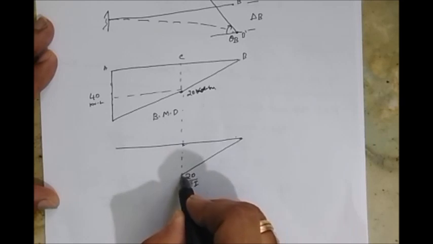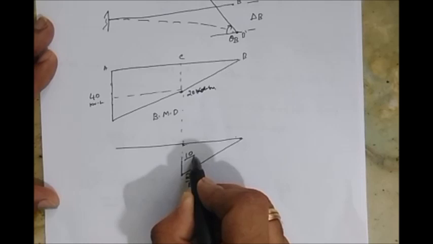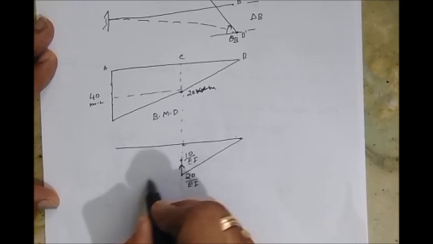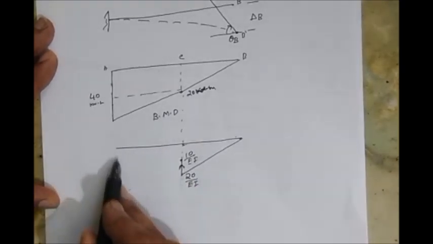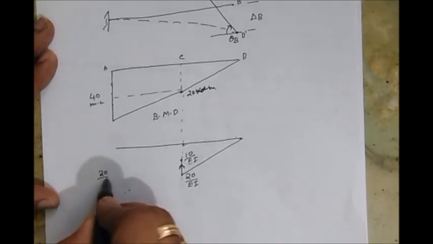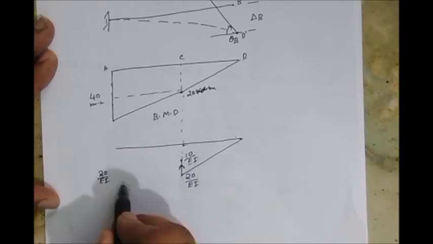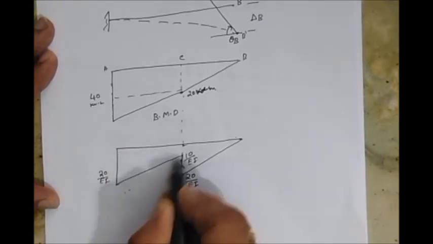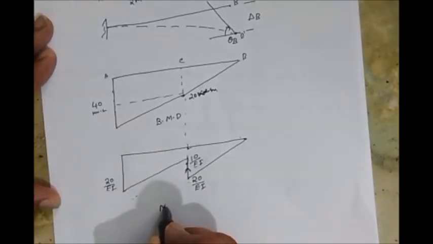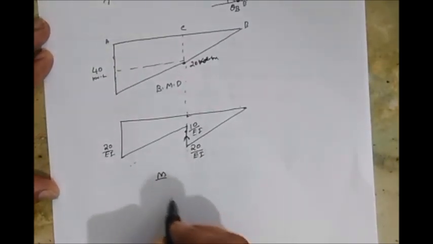So what I need to do is divide the same value by 2. So 20 by 2 is 10 by EI. So it decreases here at point C. Then once again it increases because it is 40. So 40 by 2 is once again 20. It is 20 by EI. Okay, so this is the M by EI diagram.